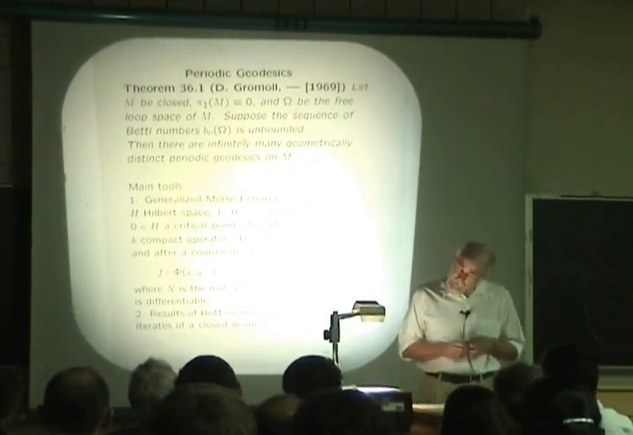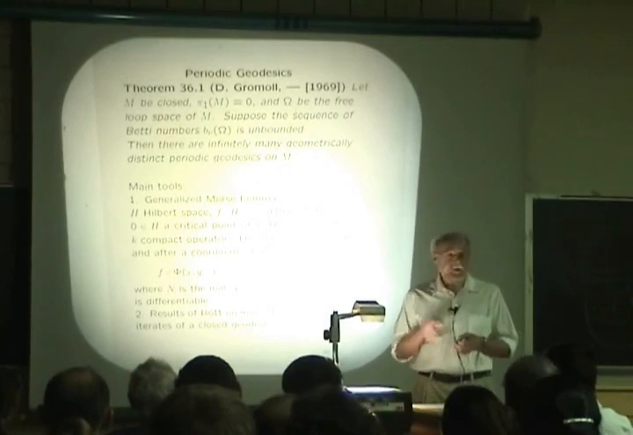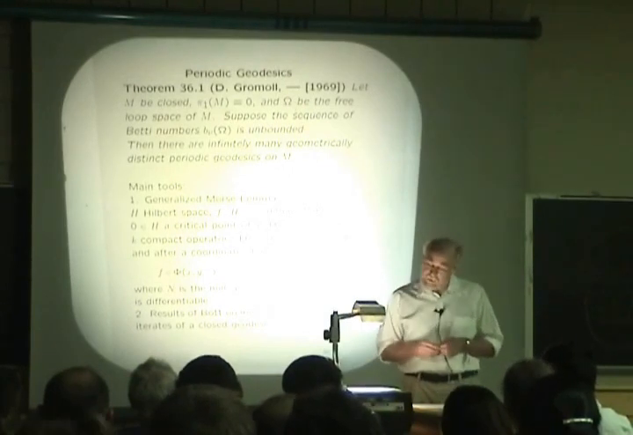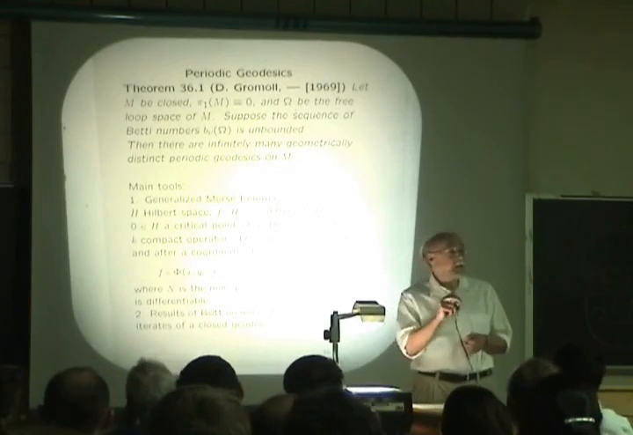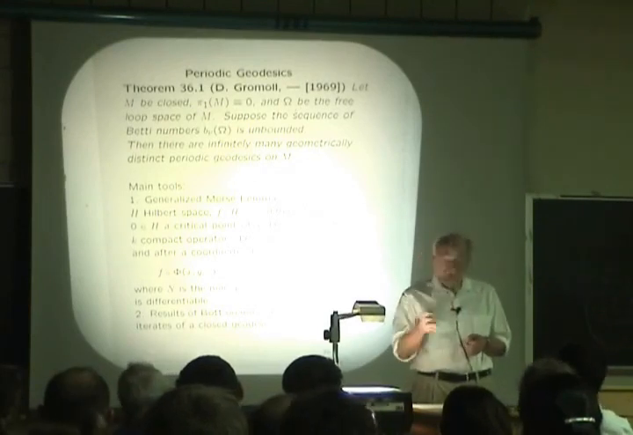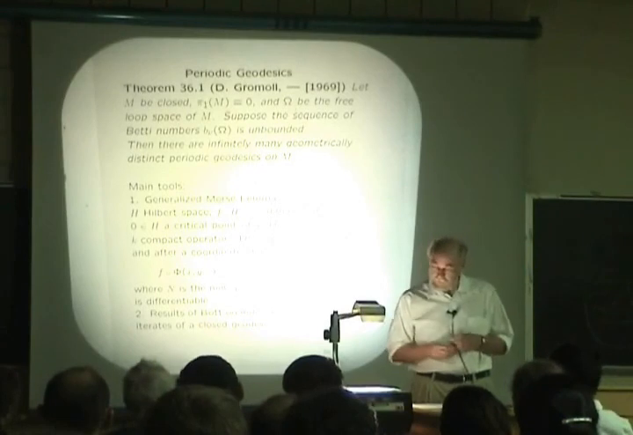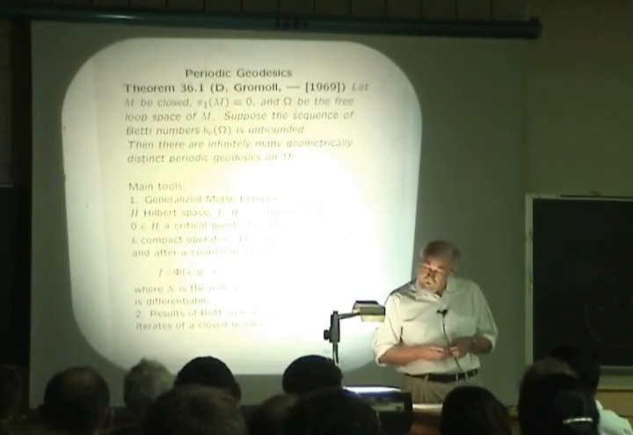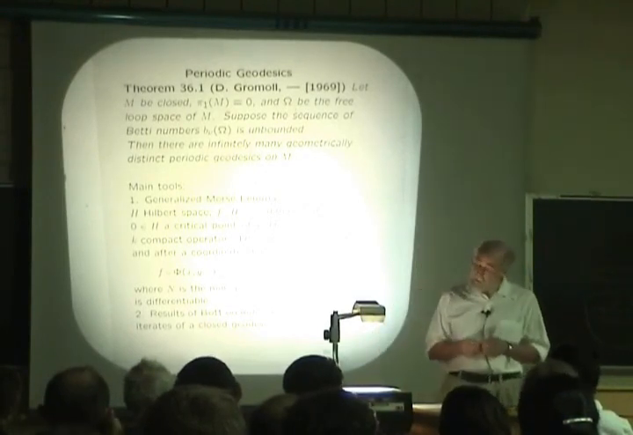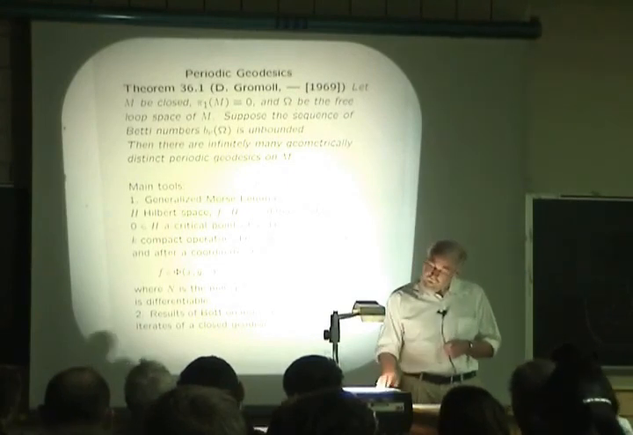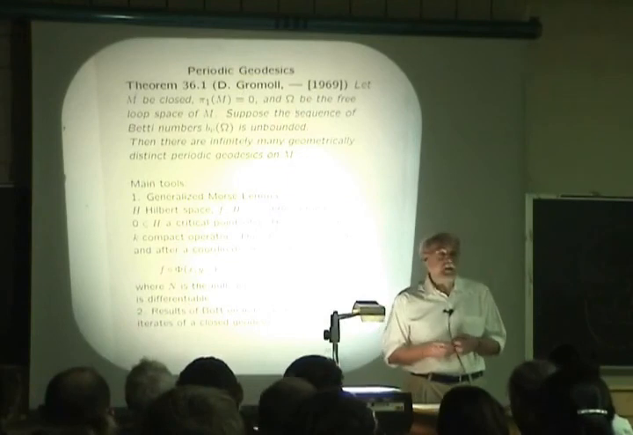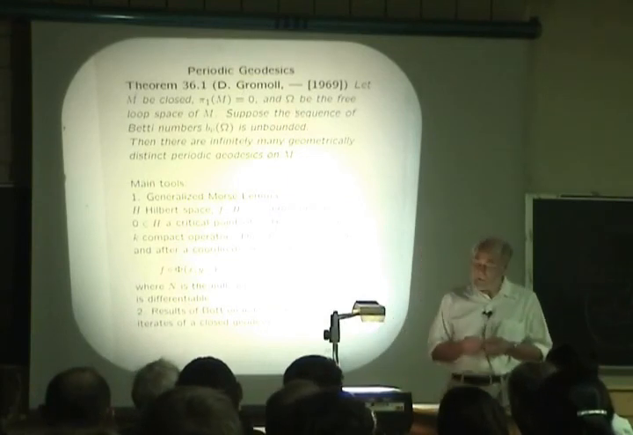The situation is as follows. Suppose you have a closed manifold which is simply connected, and you consider the free loop space, the space of closed curves not based at a particular point but with arbitrary base points. And suppose that the sequence of Betti numbers of this free loop space is unbounded. Then they prove that there are infinitely many geometrically distinct periodic geodesics.